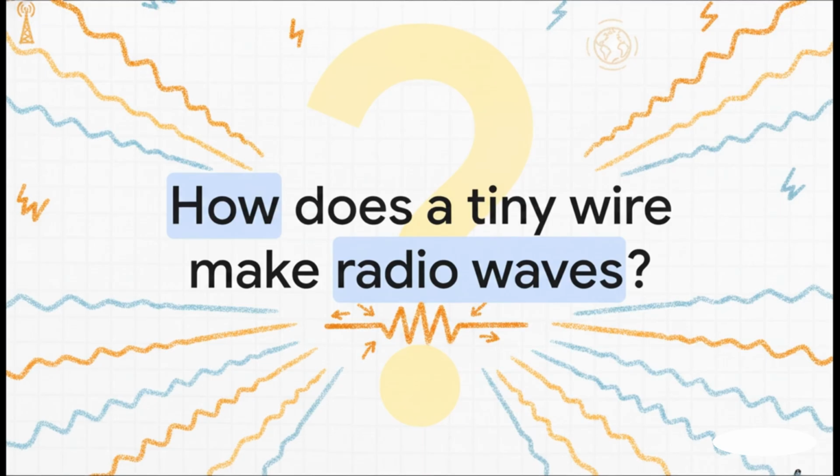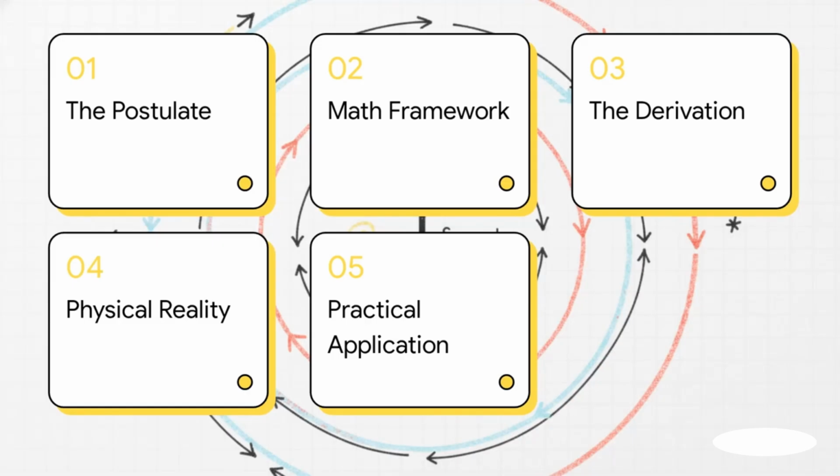How exactly does a simple, theoretical, infinitesimal sliver of wire carrying an alternating current push energy out into the vastness of space? How do we get from a tiny wire to the massive web of radio waves that connect our entire modern world? All right, here's our roadmap for today.